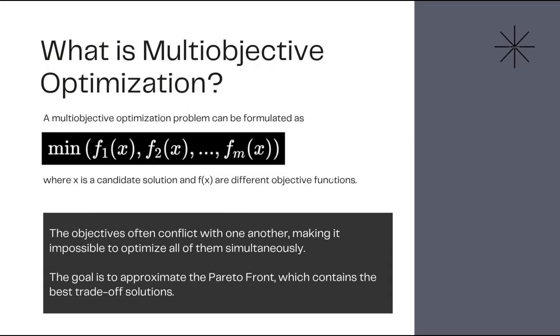The objectives may conflict, which means that it's not always possible to improve all objectives at the same time. As a result, the purpose of multi-objective optimization is not necessarily to find one global optimum, but to approximate the Pareto Front. The Pareto Front is the set of solutions that represent the best possible compromises among the objectives.